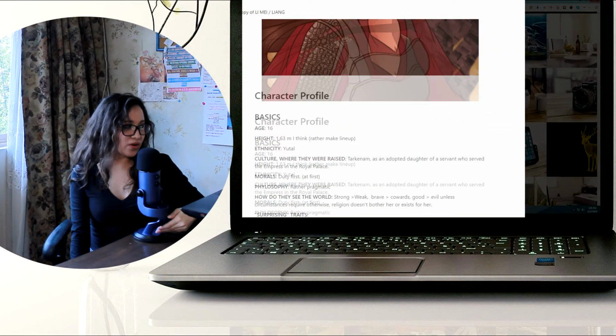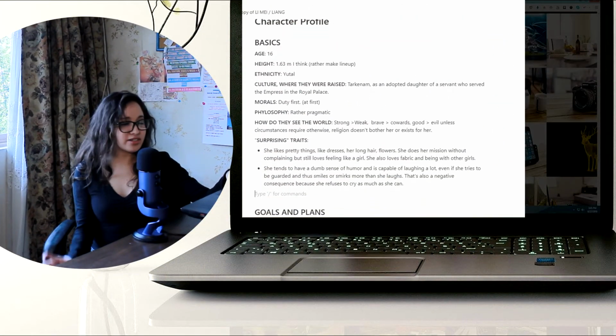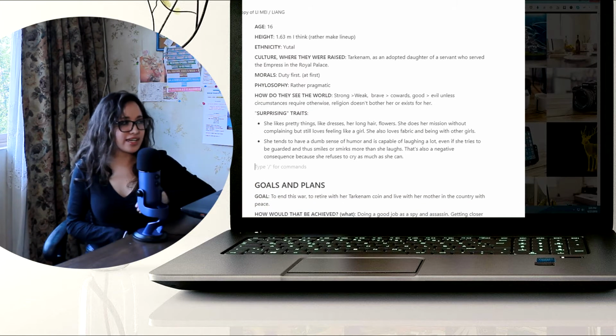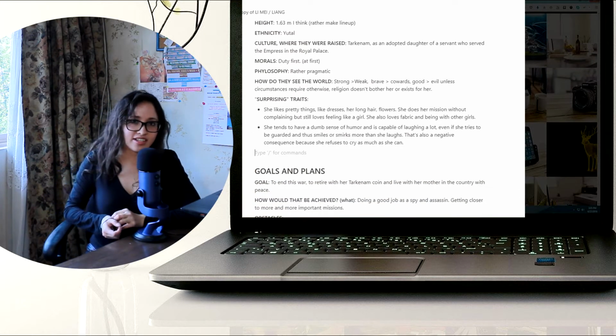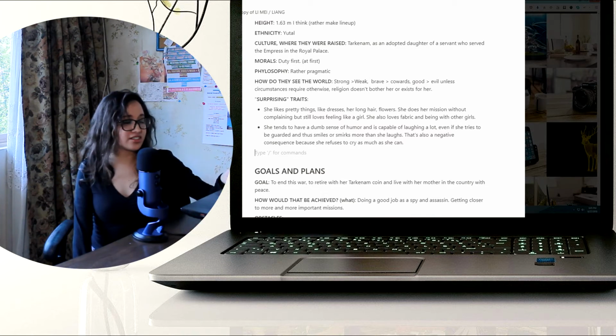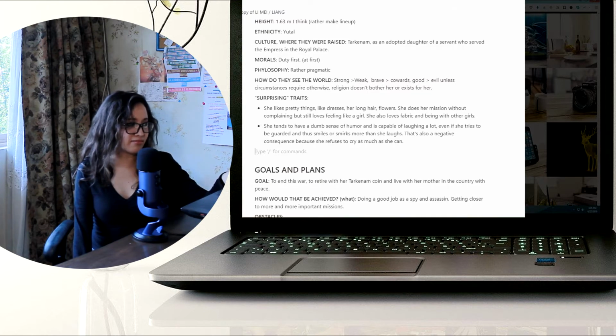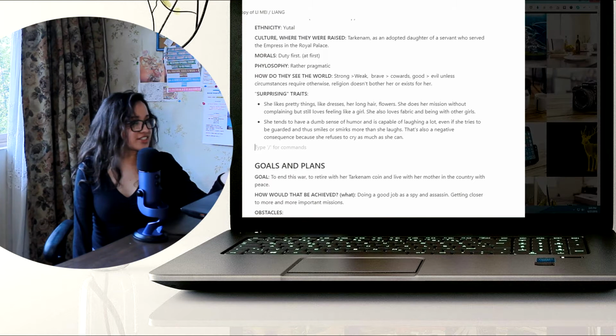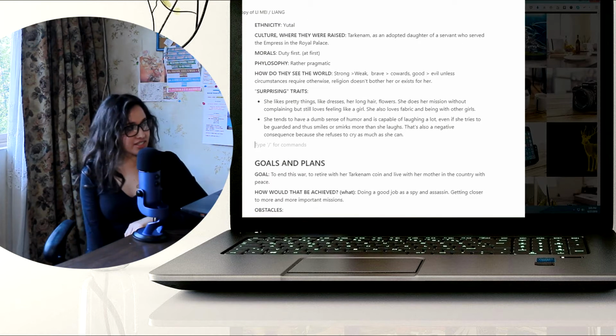How do they see the world? Surprising traits is where I reverse expectations. Like May, yes, she has to disguise herself as a man, but that doesn't mean she doesn't like certain girly things. I like that about her. And she's very expressionless at the beginning, but yeah, whatever. She does get better. Goals and plans.